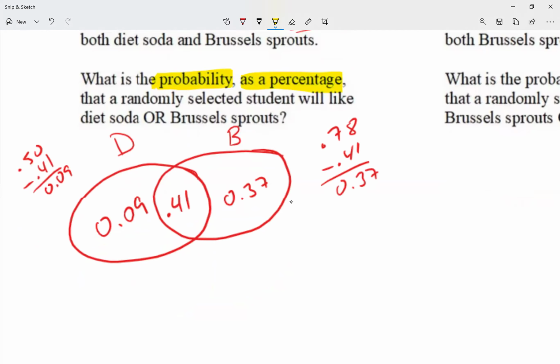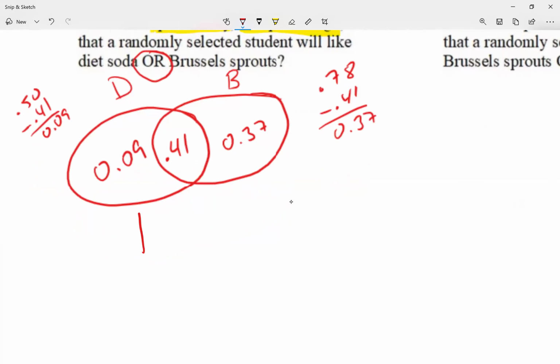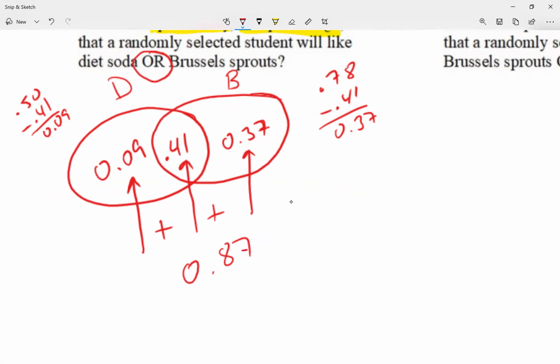Ooh, so I don't expect it between 0 and 1. I'm going to get my answer between 0 and 1, but then I will change it to percent. Okay? That a randomly selected student will like diet soda or Brussels sprouts. So what I'm going to do for that, for the adding, I'm going to go 0.09 plus 0.41 plus 0.37. That gives me 0.87. That's what it gives me right here, 0.87.